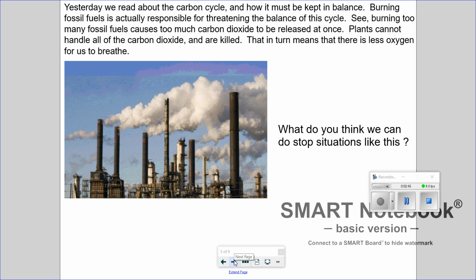In our last class, we read about the carbon cycle and how it must be kept in balance. Burning fossil fuels is actually responsible for threatening the balance of this cycle. See, burning too many fossil fuels causes too much carbon dioxide to be released at once. Plants cannot handle all of the carbon dioxide and are killed. That in turn means that there's less oxygen for us to breathe. And sadly, images like this one here are still all too commonplace today. But it doesn't have to be like that forever.